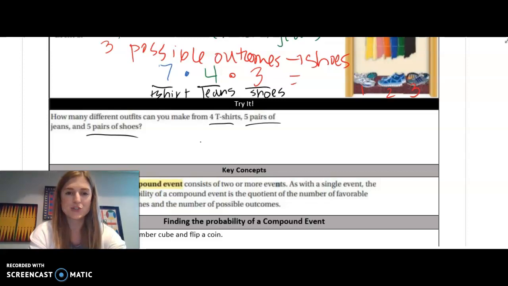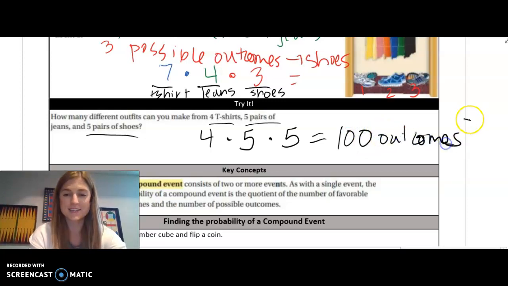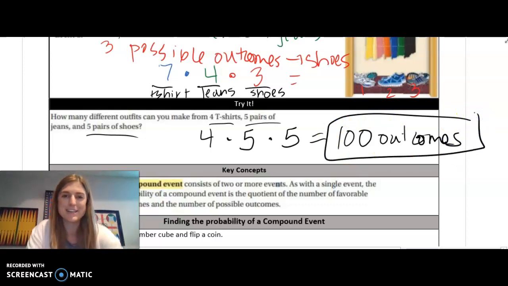All right, and you should have gotten 4 times 5 times 5. And you should have gotten 100 possible outcomes. That is crazy. 100 different outfits that you can wear that are all different somehow.